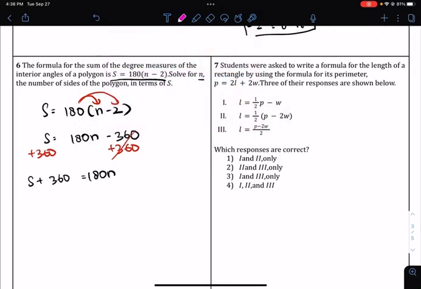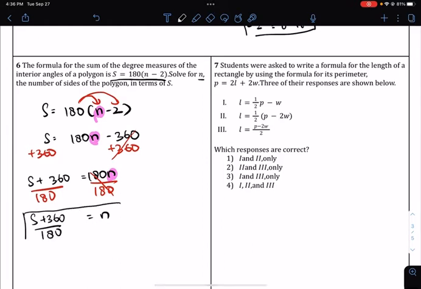You want to isolate n, right? So you want to divide by 180. So 180 goes by. You're left with just n, which is what you want. And now this is your equation.